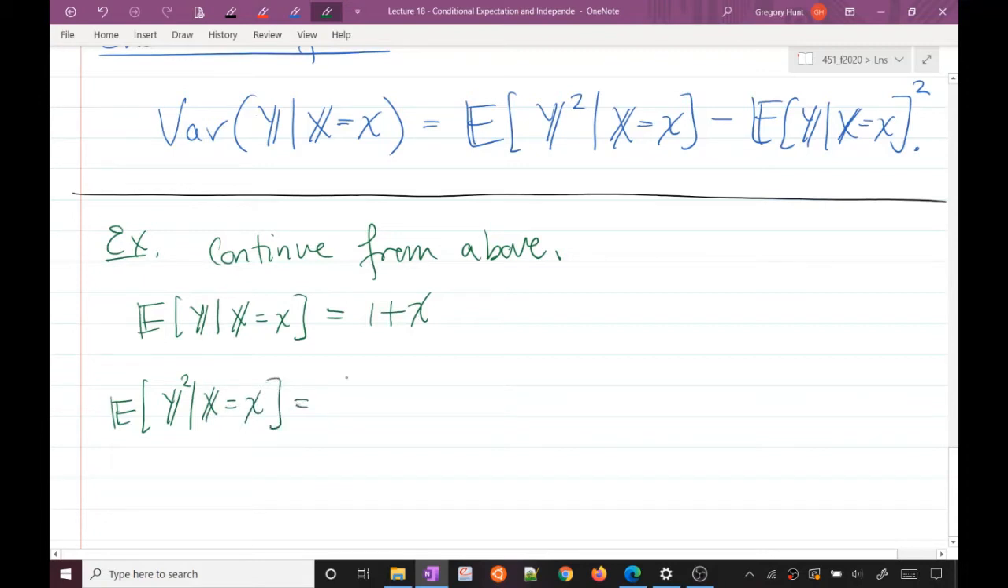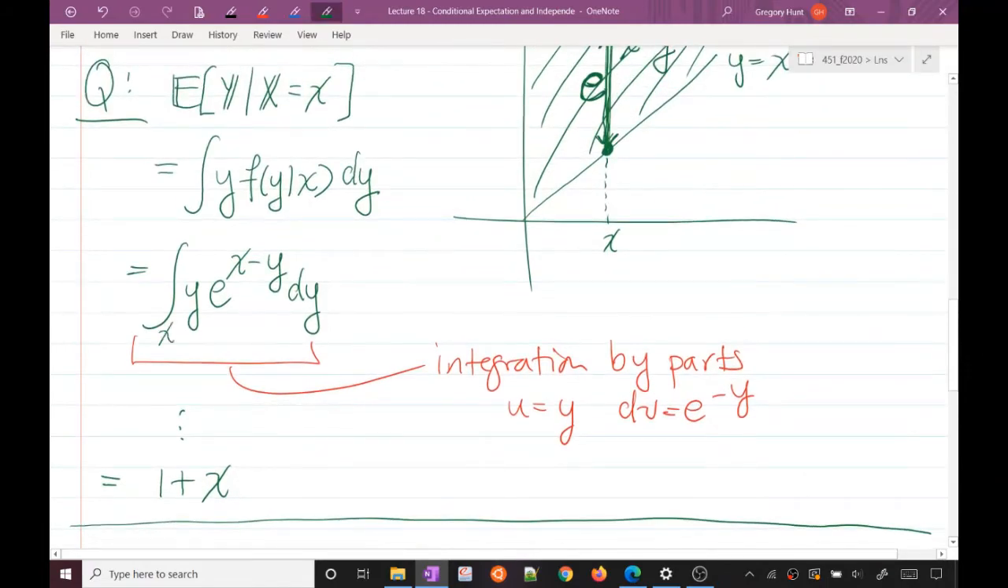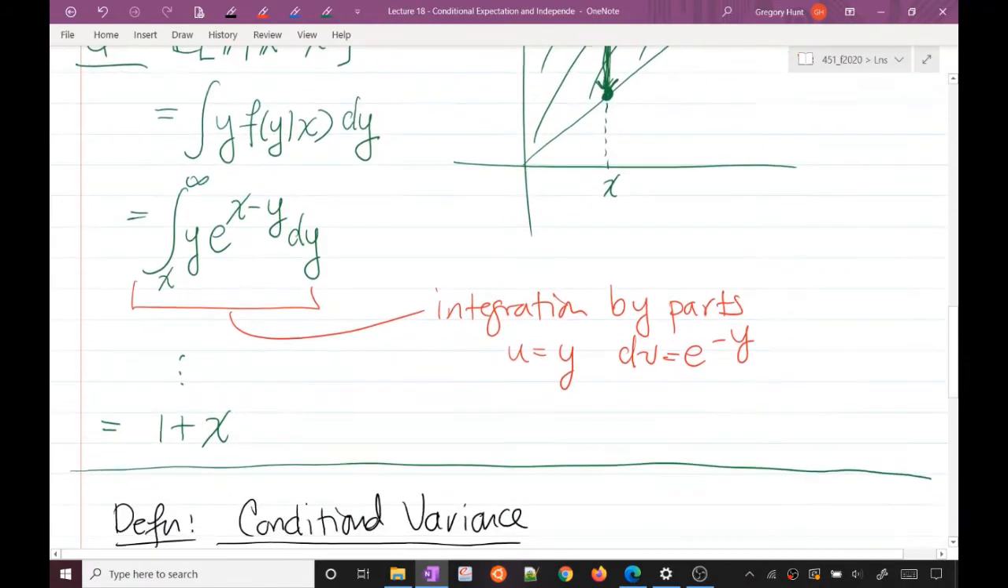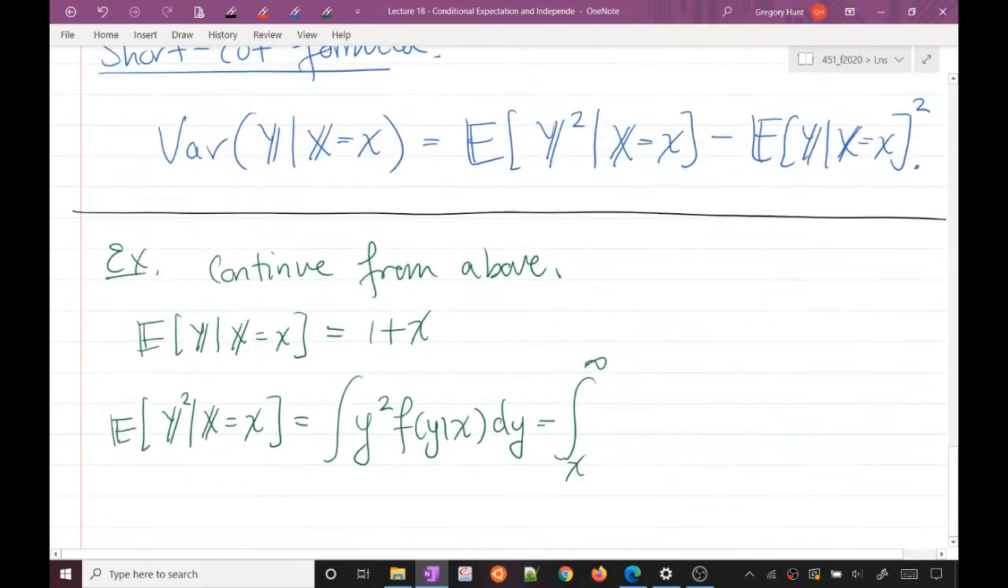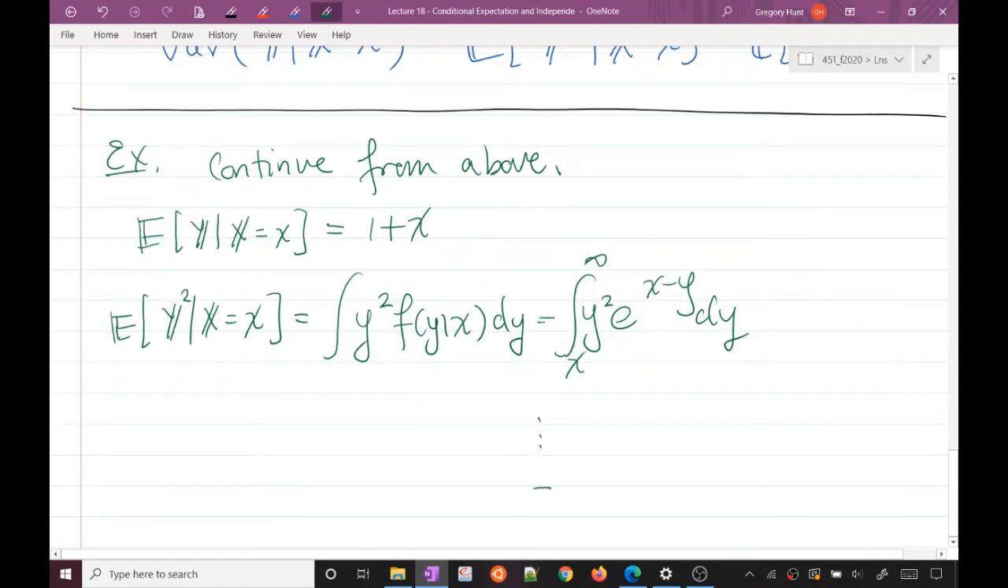which our formula says is the integral of y squared f of y given x dy. And in this case, it's the integral from x to infinity, right? I guess we should have said that in this case up here. It's the integral from x to infinity of y squared e to the x minus y dy. Again, there are going to be some steps.